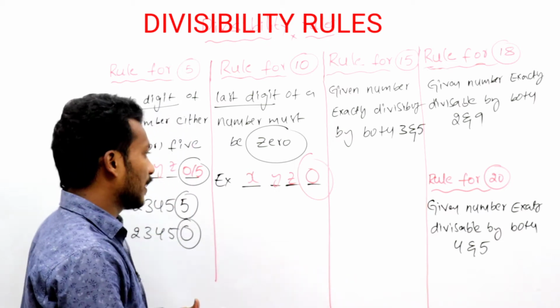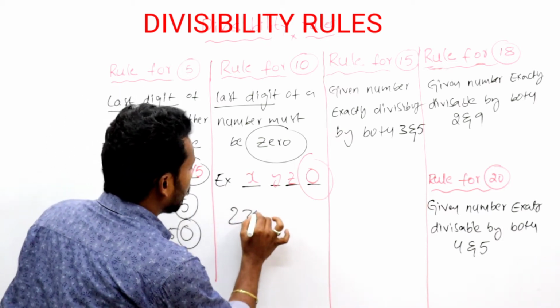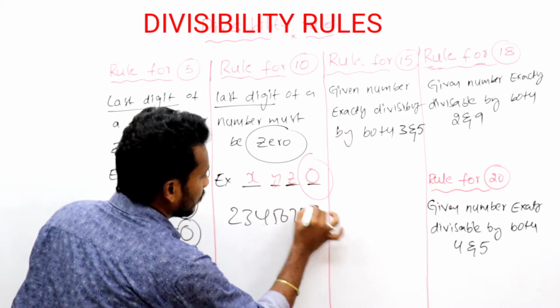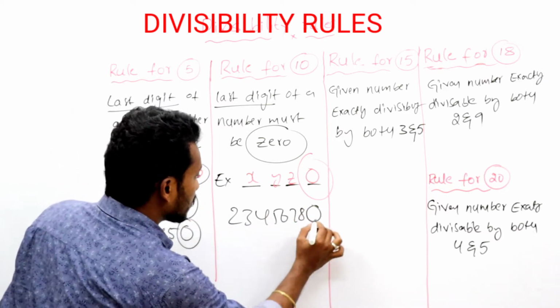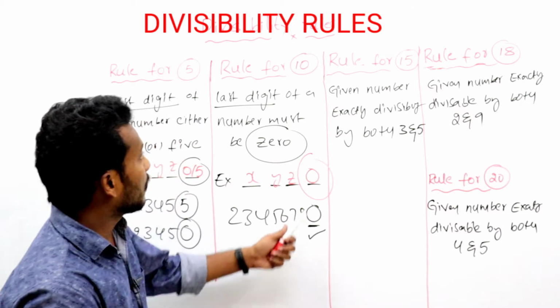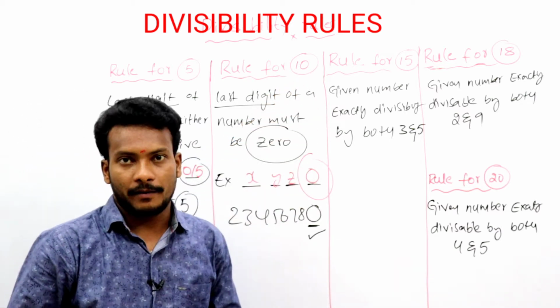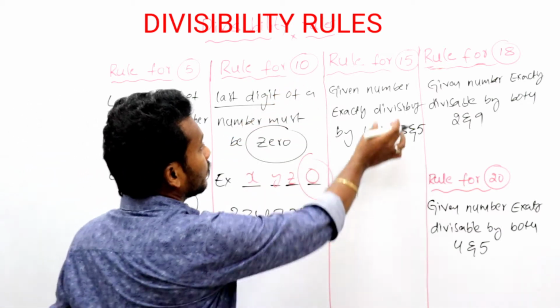Okay, any example: 2, 3, 4, 5, 6, 7, 8. The last digit is 0. We only have to check that the last digit is 0. That number is exactly divisible by 10. Okay, now move to 15.